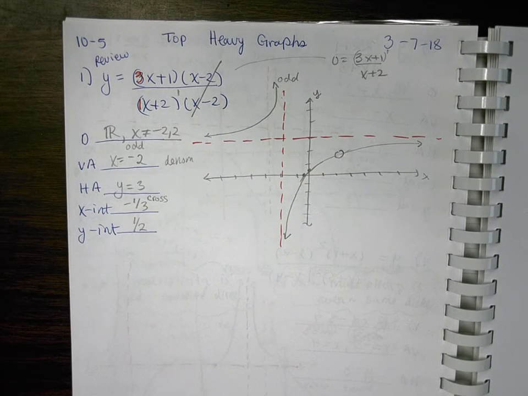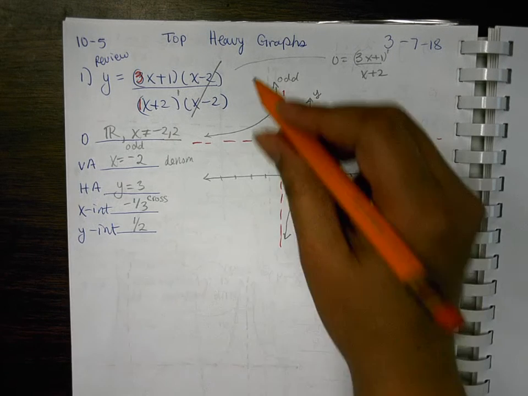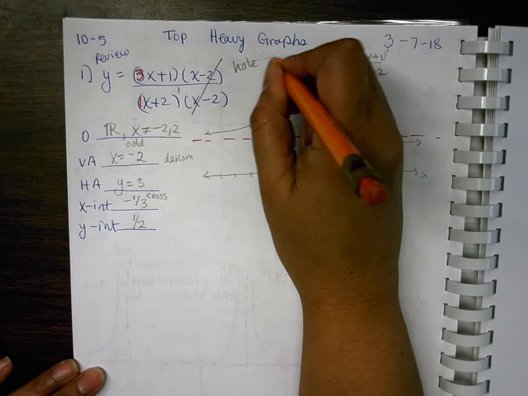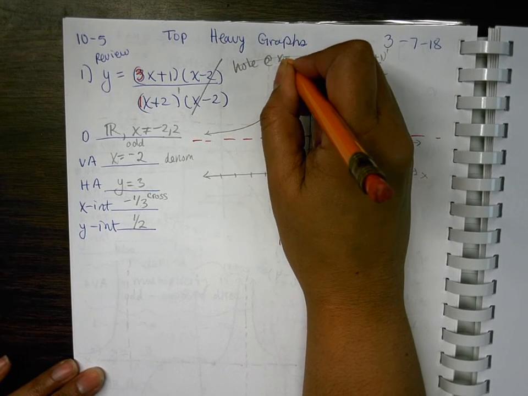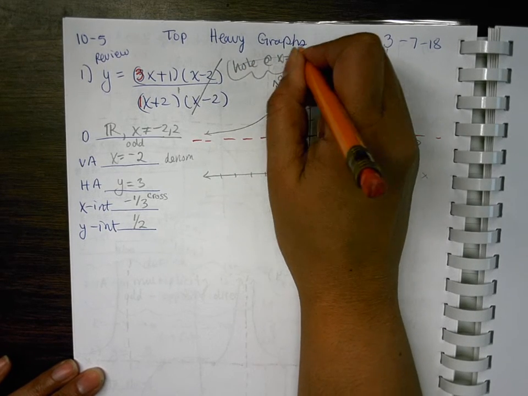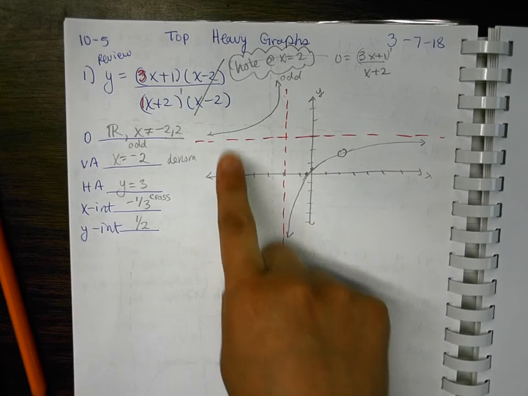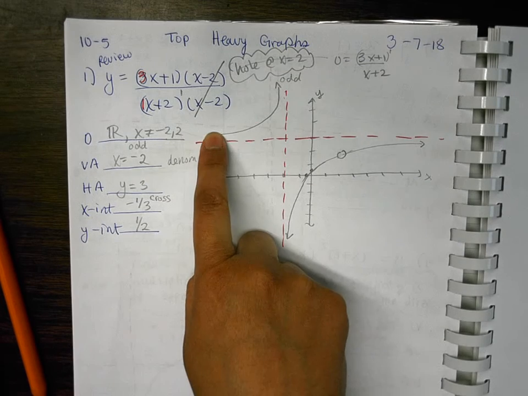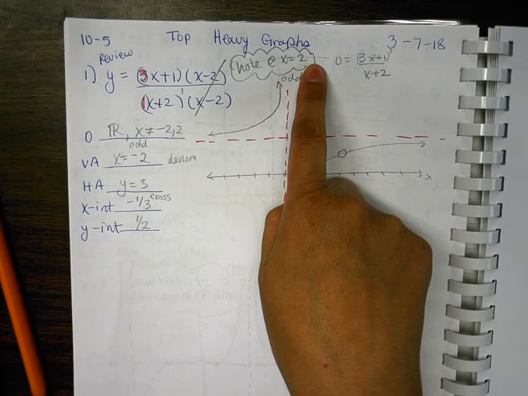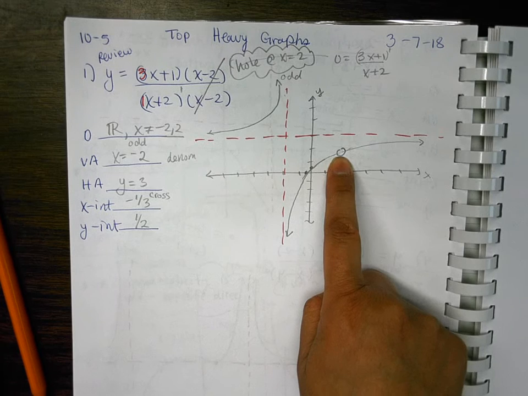All right, so when you reduce a variable, not a coefficient, when you reduce a variable, you will always have a hole on your graph. In this case, a hole at x equals 2. Okay, I'm going to repeat that. Whenever you reduce a what? A variable, you will have a hole at whatever you crossed out. I crossed out x minus 2, so I have a hole at x equals 2. Make sense?